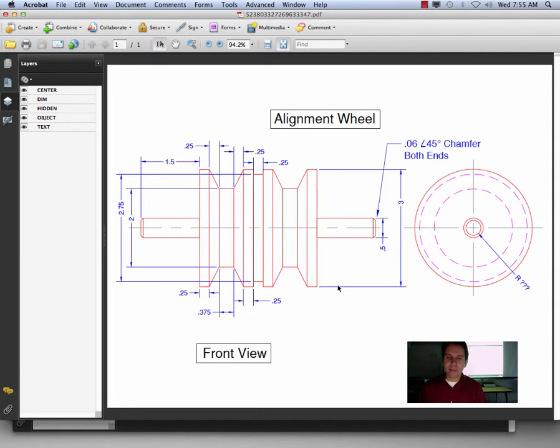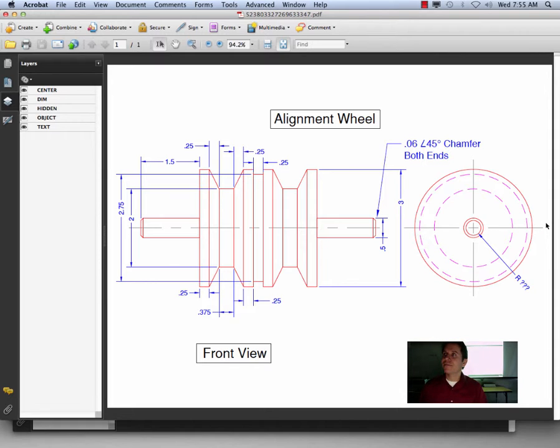So for today's assignment, just make sure that all of your lines line up going across here. And you've got this in your hidden layer, and all the text and everything, just kind of guess the dimensions. And just note that this little edge here is chamfered, a distance and angle. So that's the distance, 0.06, and the angle of 45 degrees.